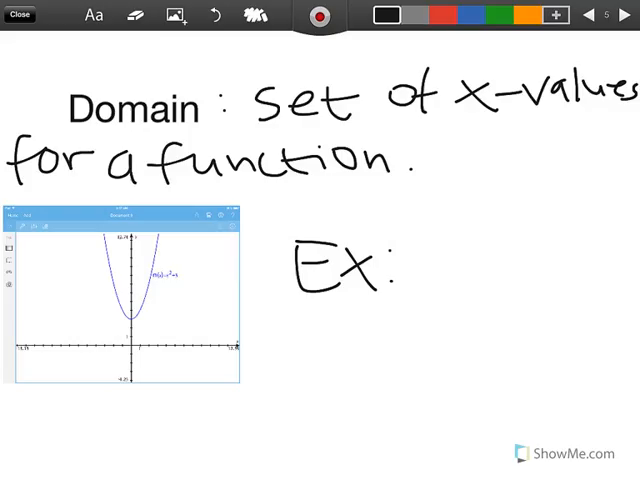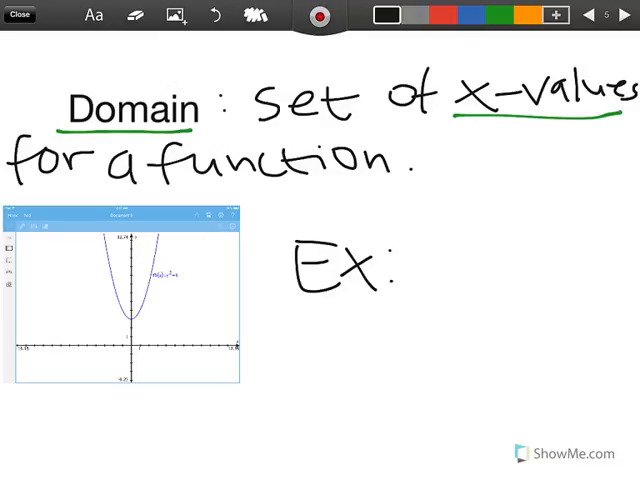The next characteristic we will talk about is domain. The domain is defined as a set of x values for a function. It can be easily thought of as how far left does the graph go and how far right does it go. Remember that the domain corresponds to the x values or the x coordinates of the graph.